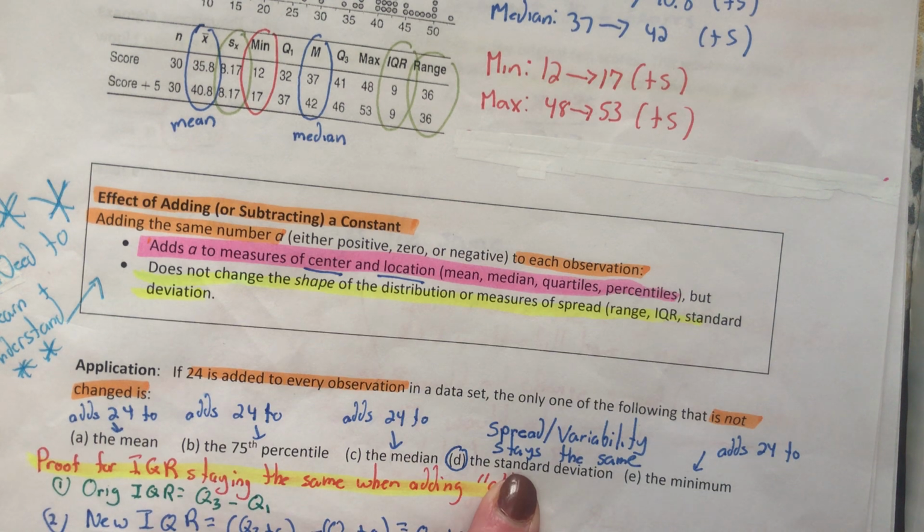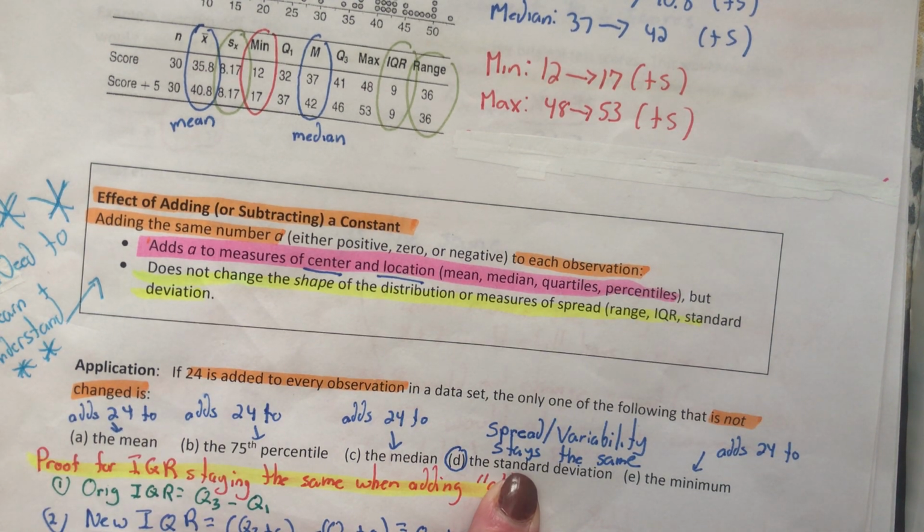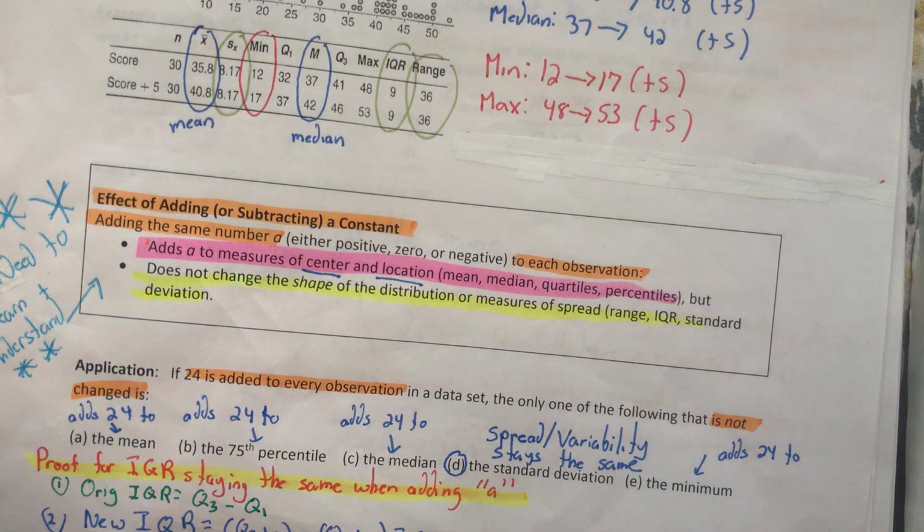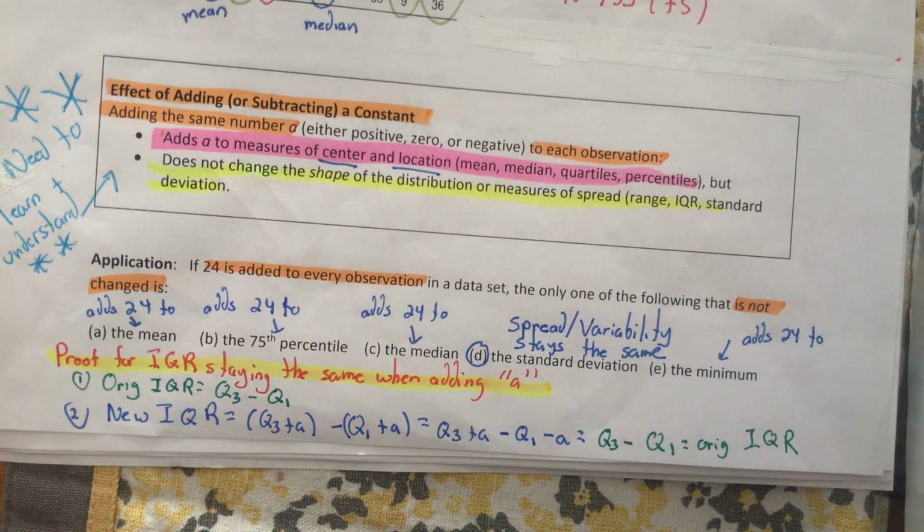But the standard deviation is a measure of spread or a measure of variability. We saw that adding a constant to each original data value does not affect the spread. So therefore the answer is D. And again, you can see a proof down here below that explains why the IQR will stay the same when adding A.